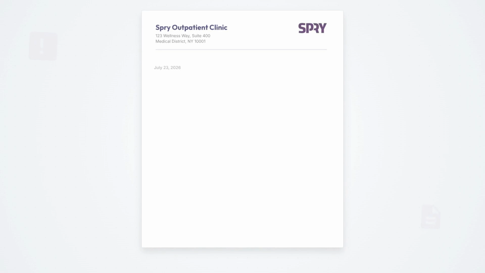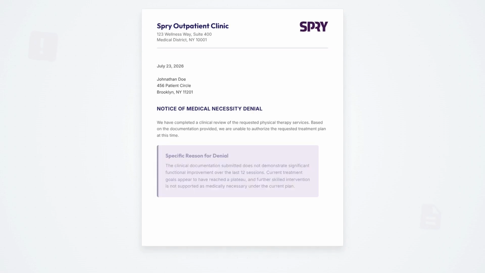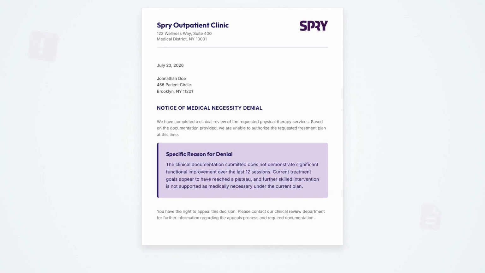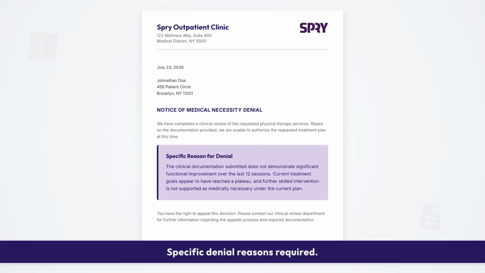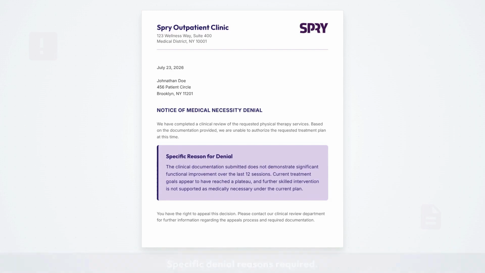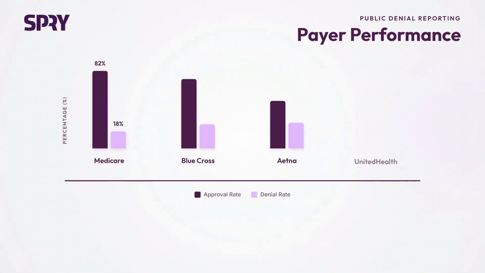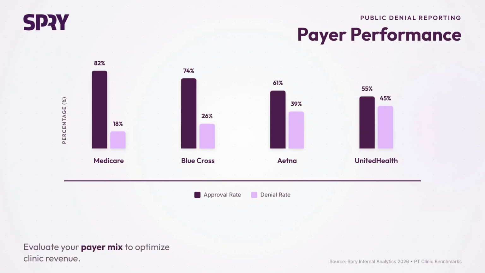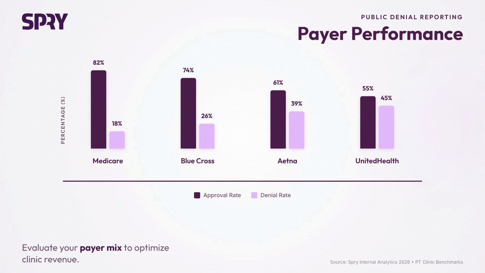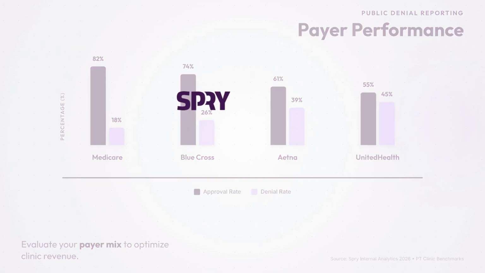Second, specific denial reasons required. Vague denials are no longer compliant. Payers must now state the specific reason for every denial. That means you have actionable information to appeal correctly. Third, public denial reporting. Payers must now publish their PA approval and denial rates annually. Use this data to evaluate which plans in your payer mix have the highest denial patterns.